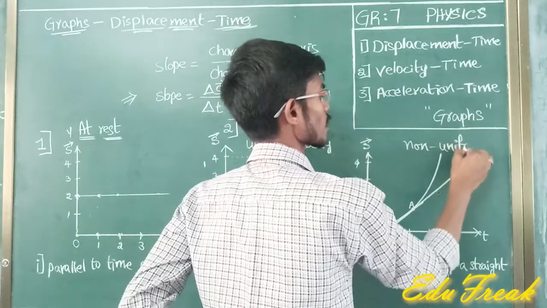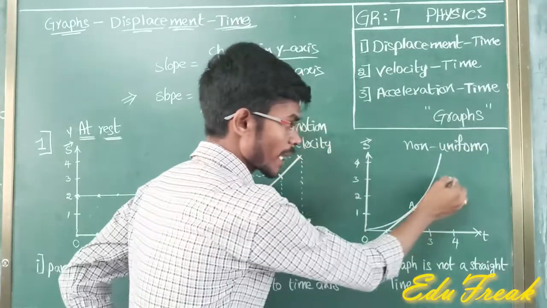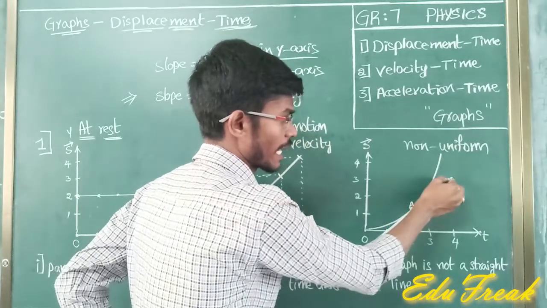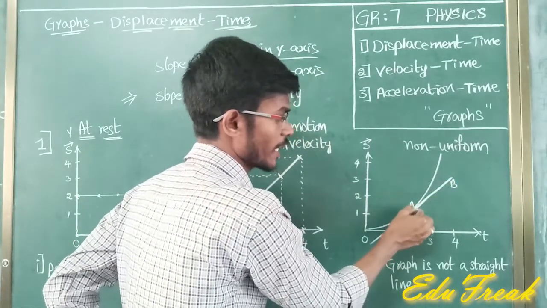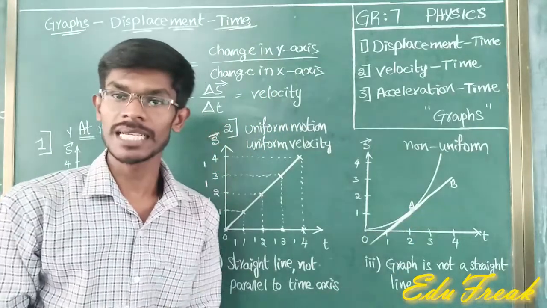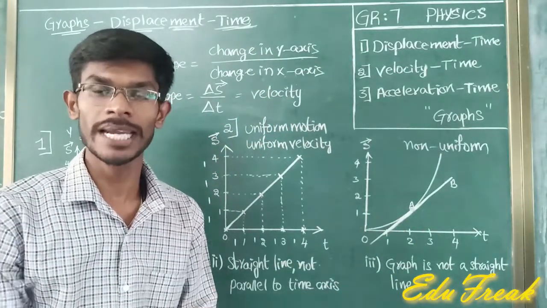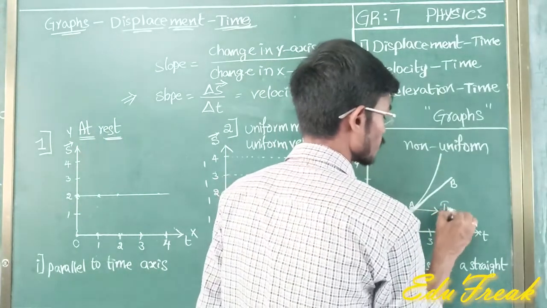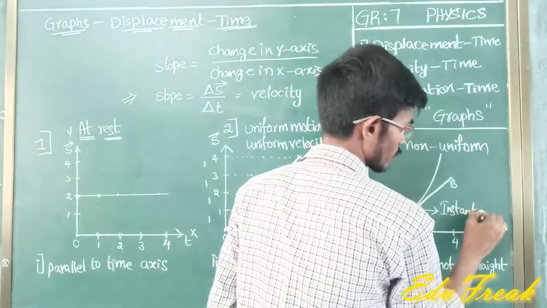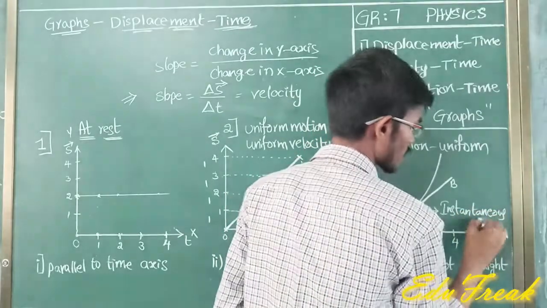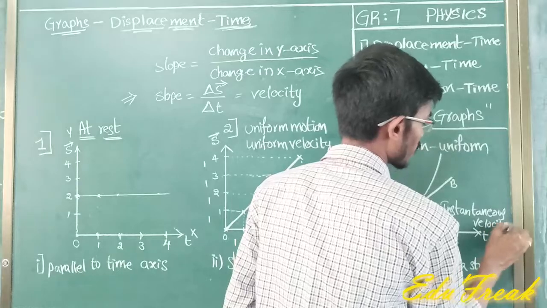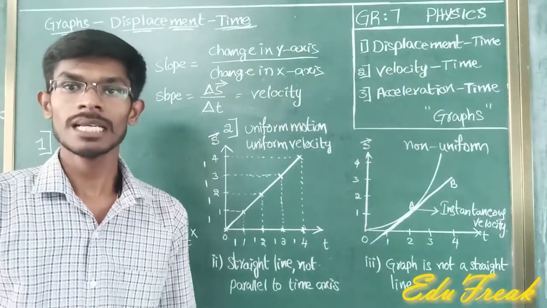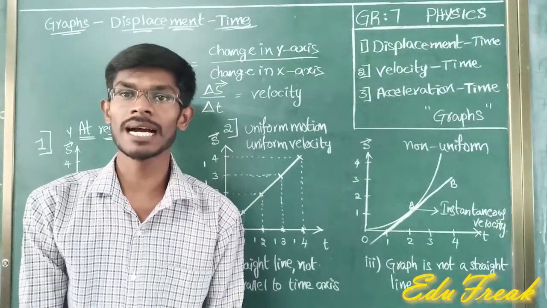Okay, and whatever tangent you draw at a particular point, so here I have drawn a tangent at this particular point A, the tangent touching that point will give us the instantaneous velocity at that particular point. Okay, this is about the displacement and time graph.